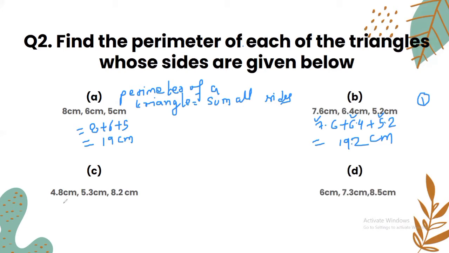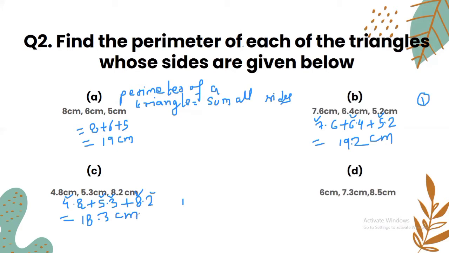C option, you need to add 4.8. Again, you need to use the formula, sum of all sides of a triangle. So this will be the perimeter of the given triangle. So 4.8 plus 5.3 plus 8.2. Now you need to find the sum of these. So again 8 plus 3 will be 11, 11 and 2 will be 13, 1 carry. This is the decimal point from the right hand side. So this is 4 plus 5 is 9, 9 plus 8 will be 17 and 17 and 1 will be 18. So the answer will be 18.3 centimeter.